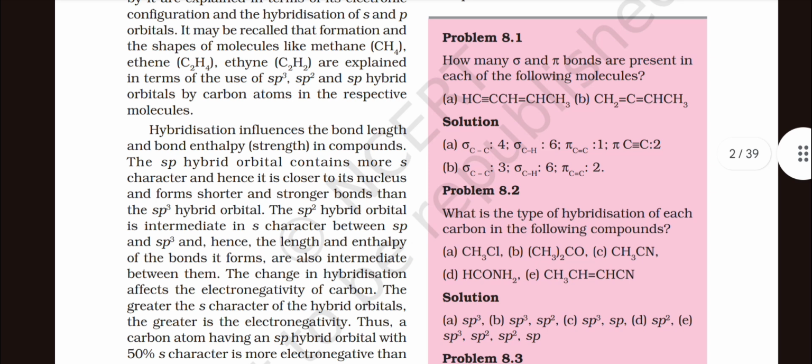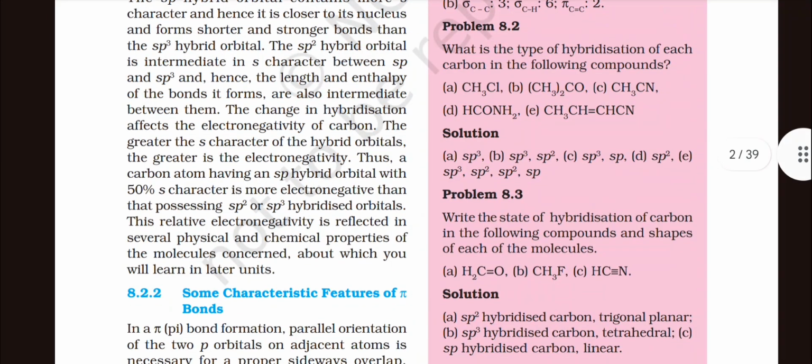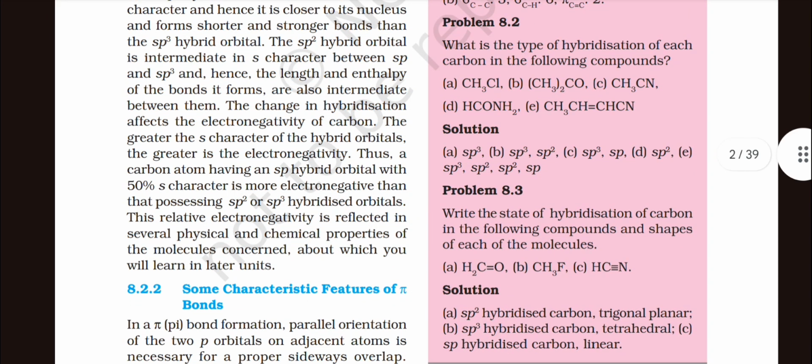The change in hybridization affects the electronegativity of carbon. The greater the s character of the hybrid orbital, the greater is the electronegativity. Thus, a carbon atom having an sp hybrid orbital with 50% s character is more electronegative than one possessing sp2 or sp3 hybridized orbitals. This relative electronegativity is reflected in several physical and chemical properties of the molecule concerned, about which you will learn in later units.